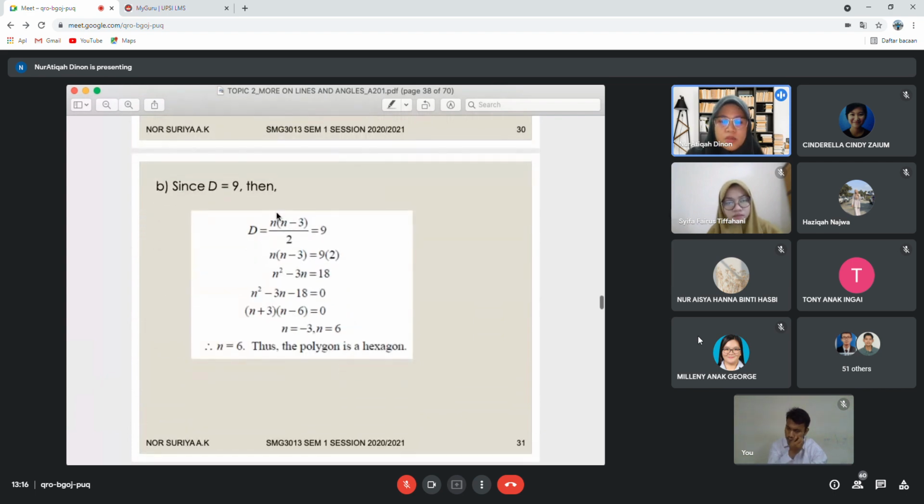Okay, so now the other way around. Since we know that the number of diagonals is 9, then we put D is equal to 9 over here, and we try to solve it, and then we got n equals negative 3, and n equals 6. But we know that n is always a positive number. Then we took the second value of n, which is equal to 6. So when n is equal to 6, the polygon has 6 sides, then the polygon is a hexagon.